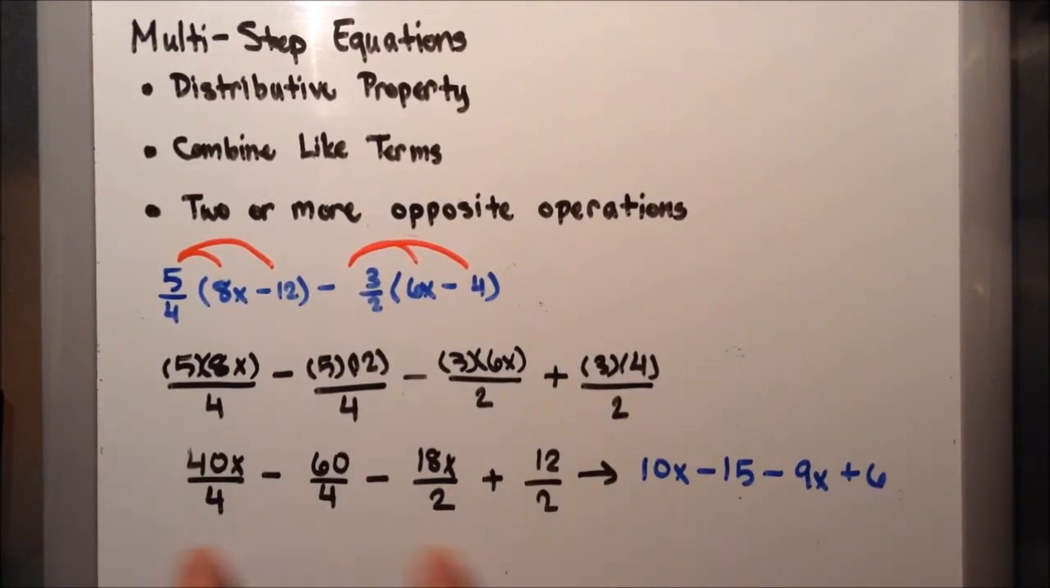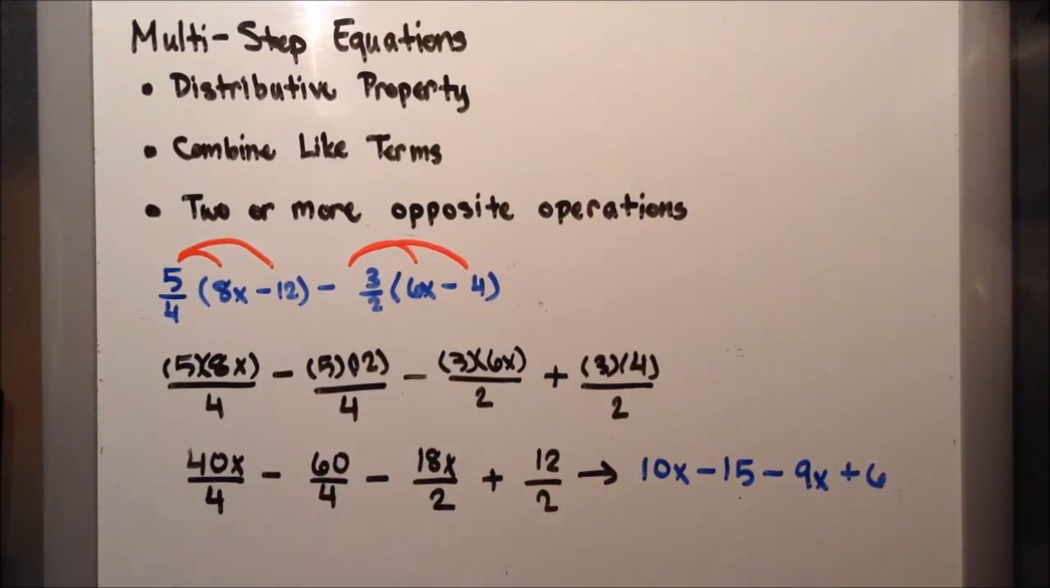Alright, so this whole thing right here, 40x divided by 4 was 10x. 60 divided by 4 is 15. 18x divided by 2 is 9x. And 12 divided by 2 is 6. Keep in mind your signs, alright? If it's minus, keep it minus. If it's positive, plus, keep it plus.